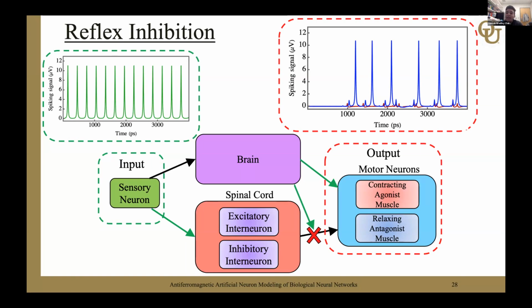To fully counteract the reflex, the signal from the brain must cause the opposite reaction in the muscles. The agonist muscles relax and the antagonist muscles contract. And we see this in the spiking pattern of the motor neuron.